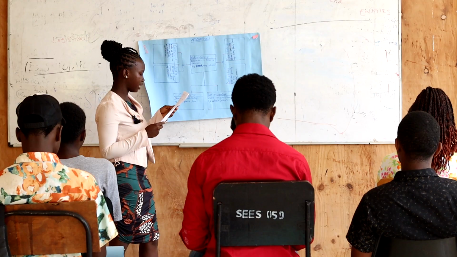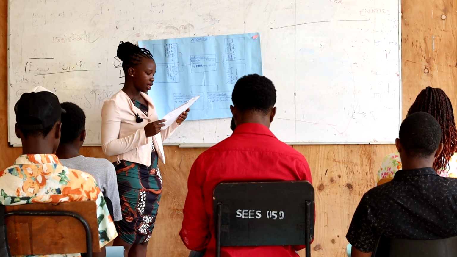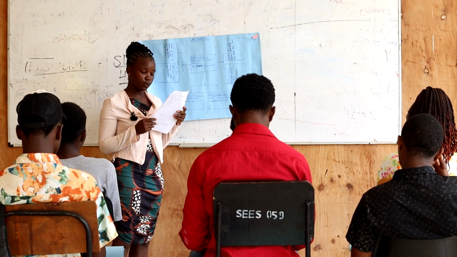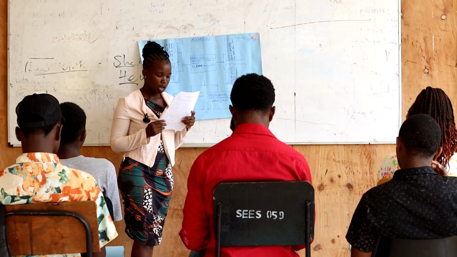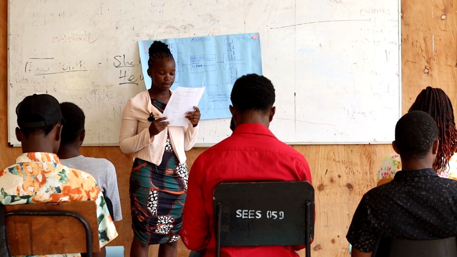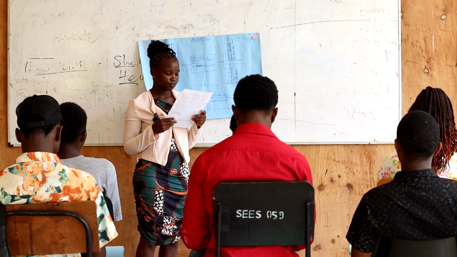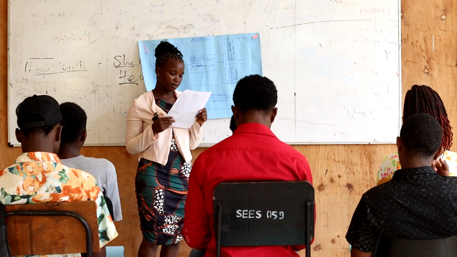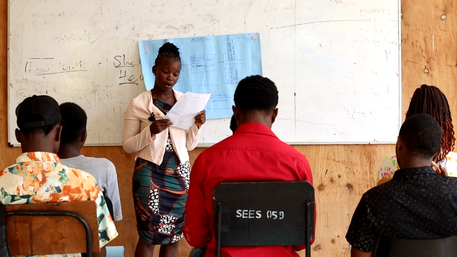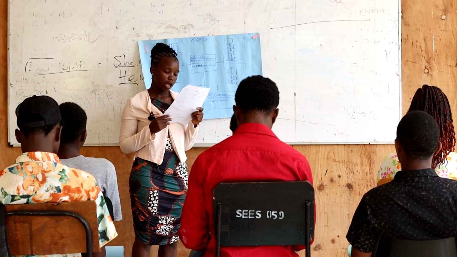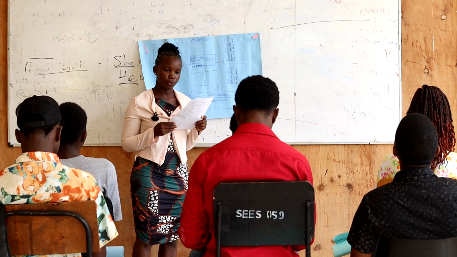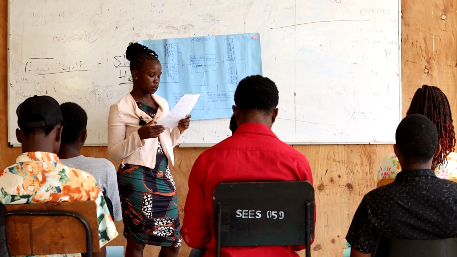Then we have interrogative adjective. Used in questions, e.g., which, what. Example in a sentence, which dress do you like? Then we have distributive adjective. They refer to individual members of a group, e.g., each student received a book.